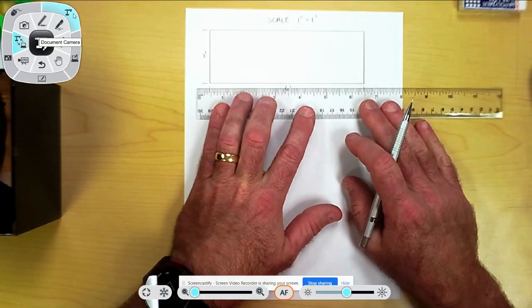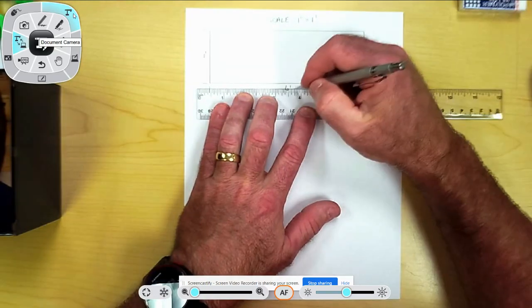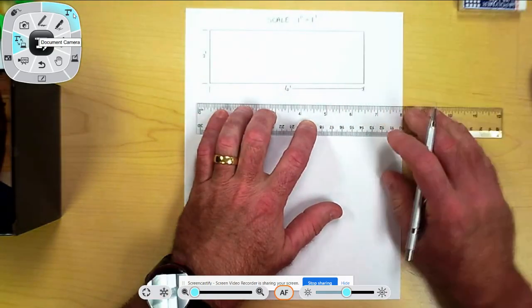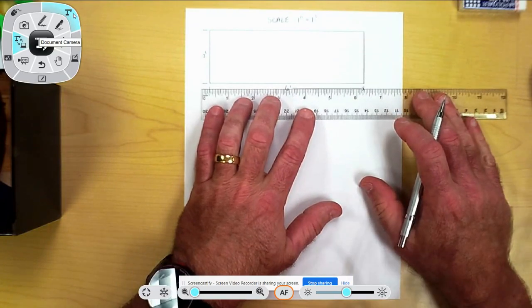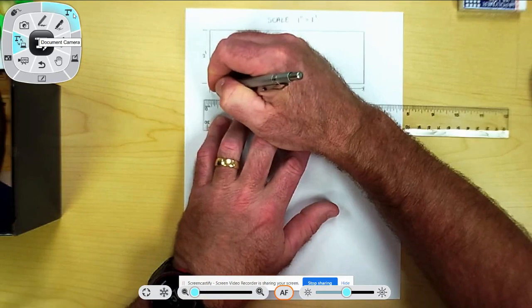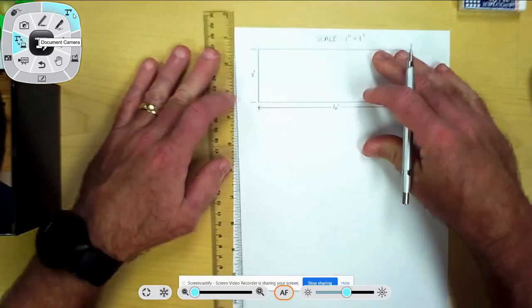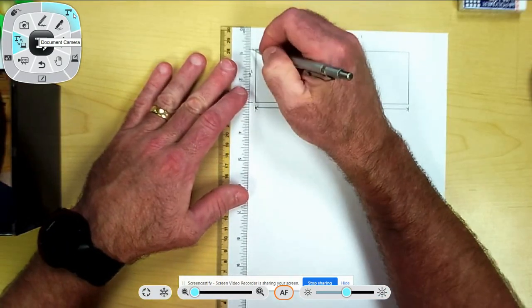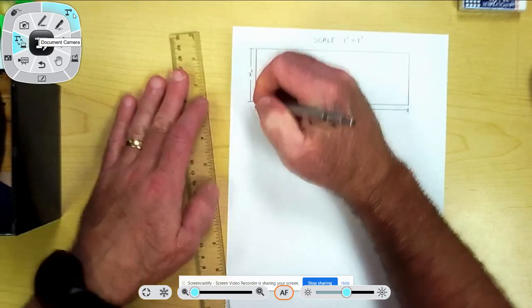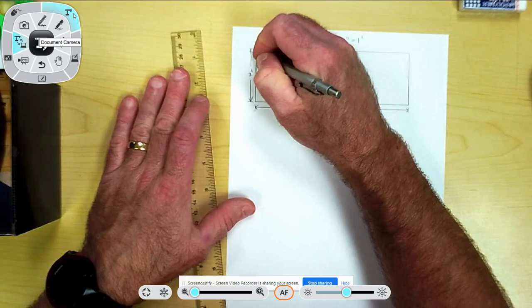Now we need to draw in our dimension lines. And remember to put an arrow on the end. We'll do the other side, an arrow. And over here, same thing. Draw our 2 lines. And remember to put your arrow.